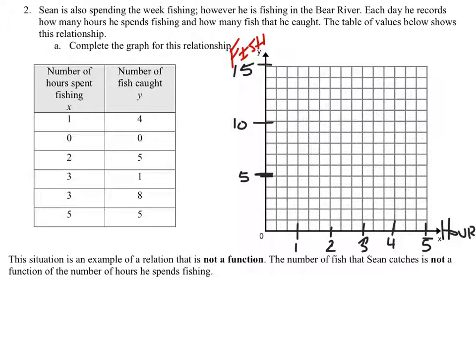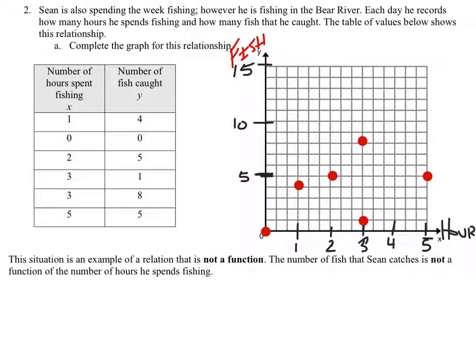Next thing we need are the points that good old Shawn found for us. The first one, 1, 4 right here. Then he went 0 and caught 0. Next time he went 2 and caught 5 right here. And then he went 3 and caught 1. Then he went the next day for 3 hours again, but this time he caught 8. And then he went for 5 hours and caught 5.